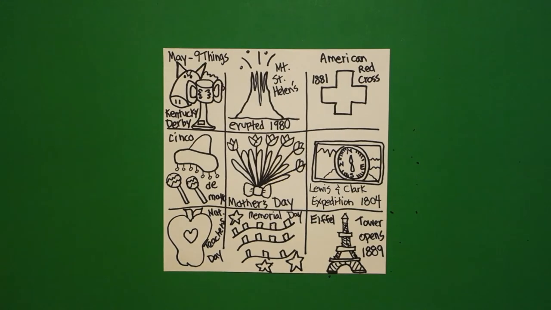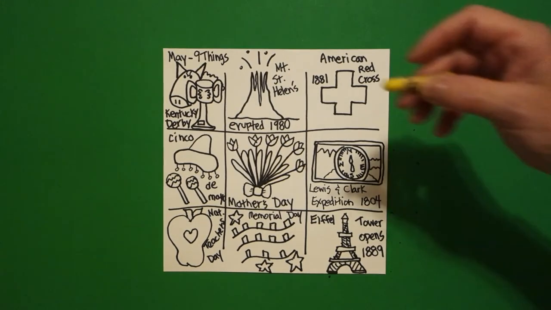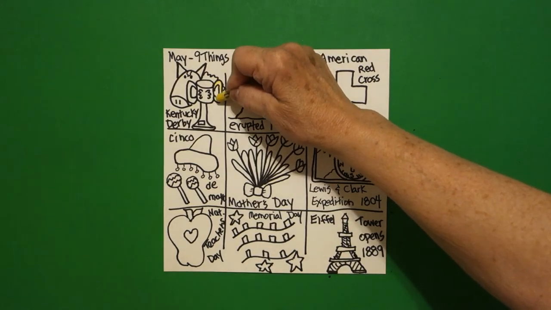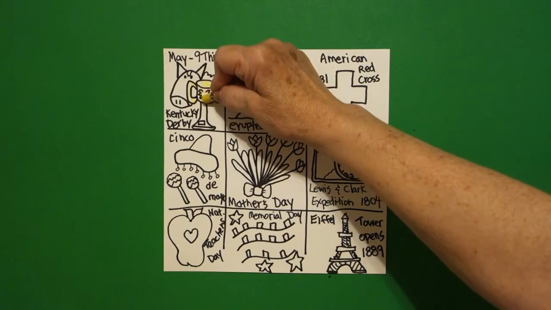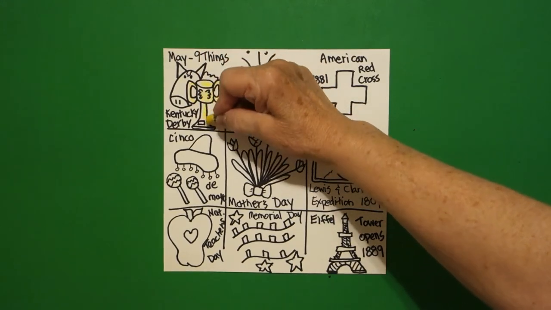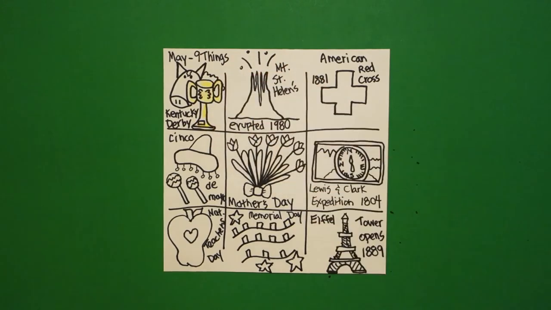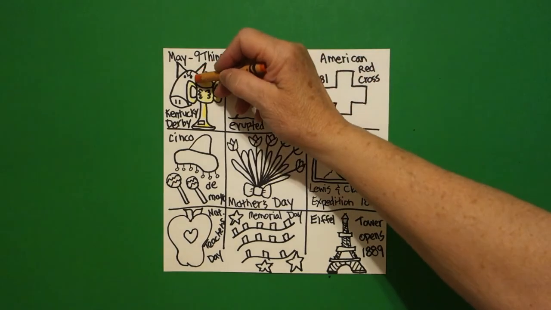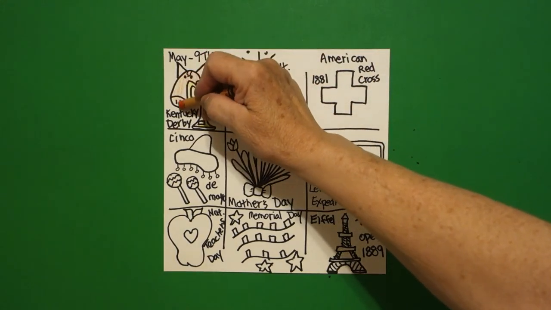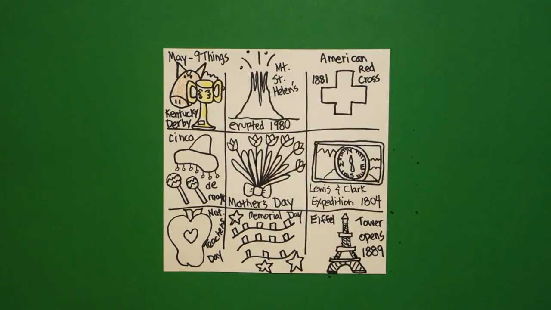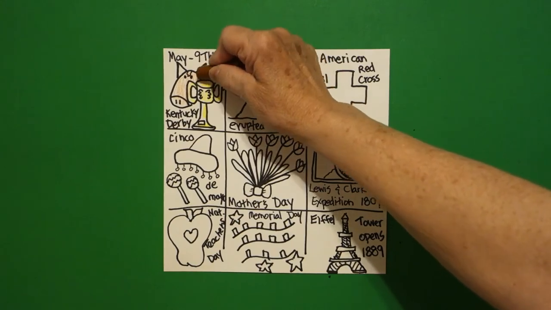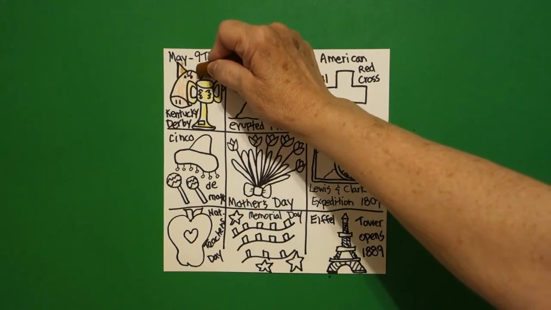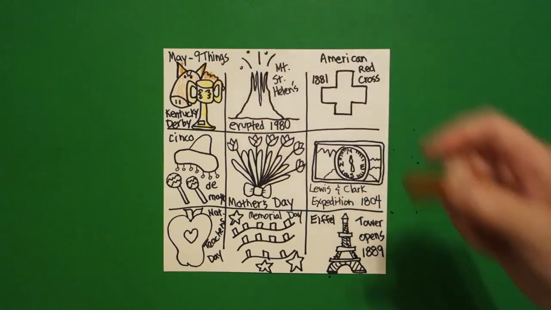Okay, since there's a lot of detail on these drawings, I'm just going to add a little bit of color. So like on my winner's cup for the Kentucky Derby, I'm just going to add some yellow on my trophy down here. And for my pony, I'm going to add a little red-orange just to differentiate the color from, this is my mane, these are my ears, whoops, Kentucky Derby, okay?